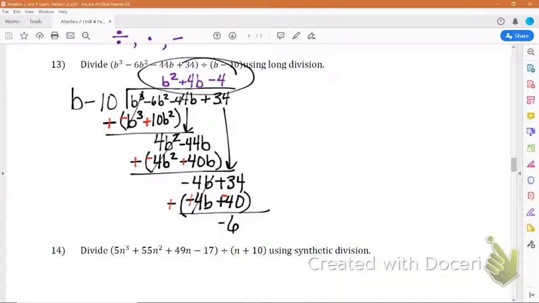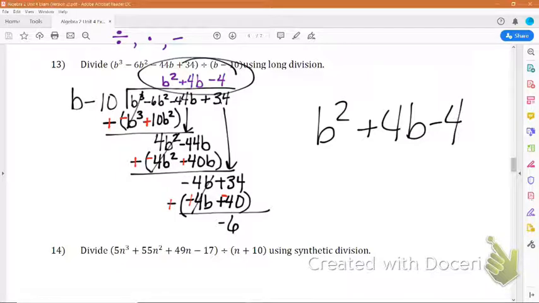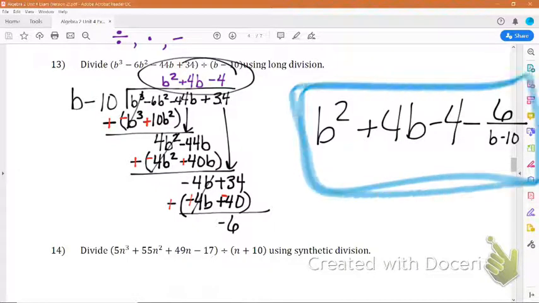My answer comes from this part right here, so b squared plus 4b minus 4. And then my remainder, since it's negative, I'm going to put minus. 6 goes on top of your fraction, and what you're dividing by, the b minus 10, goes on the bottom. This is my final answer. If you use synthetic division, you will get the same exact answer.